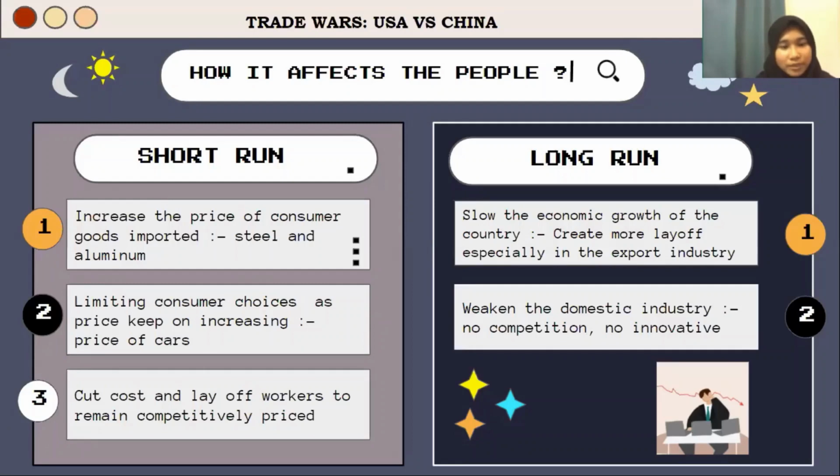So in the long run, firstly, it will slow the economic growth of the country. It will create more layoffs, especially in the export industry. And the last one is it will weaken the domestic industry as there is no competition from other countries, and as such they don't have any innovation because there is no competition.